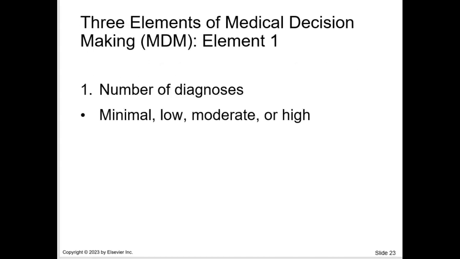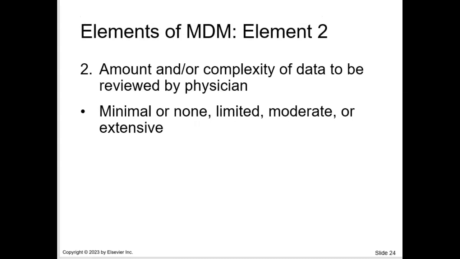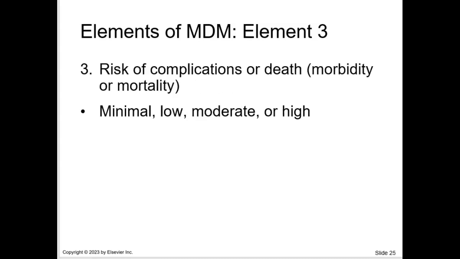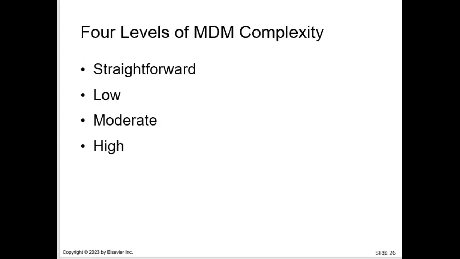All right, so the 3 elements in medical decision making are: element 1, the number of diagnoses, minimal, low, moderate, or high. We're not going to base this so much this year in beginning CPT. You are going to have to figure this out next year once we get to the advanced level. Element 2 is the amount of data to be reviewed: minimal or none, limited, moderate, or extensive. Element 3 is the risk of complications: minimal, low, moderate, or high.